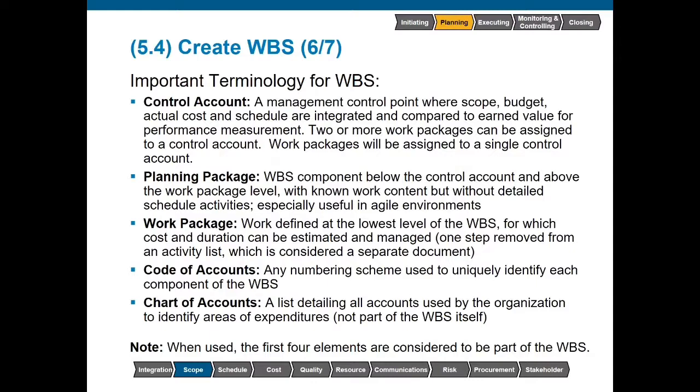We know that there are activities that must be done, but right now we're not necessarily concerned about it. We're concerned more so with those near-term activities that we have to deal with. A work package is the lowest level of the WBS. This is where we're going to be able to make some of our best estimates for cost and duration. This is one step removed from an activities list, which is considered a separate document.